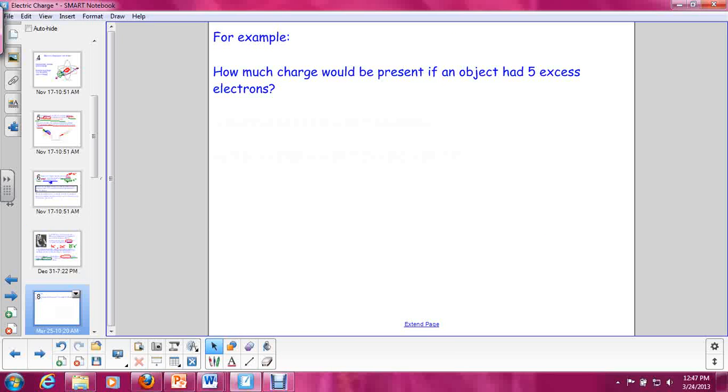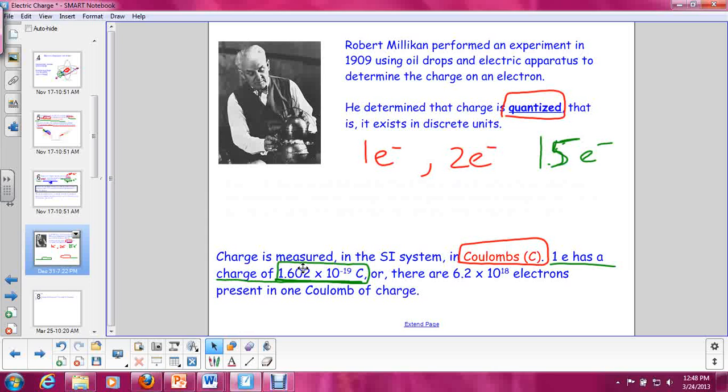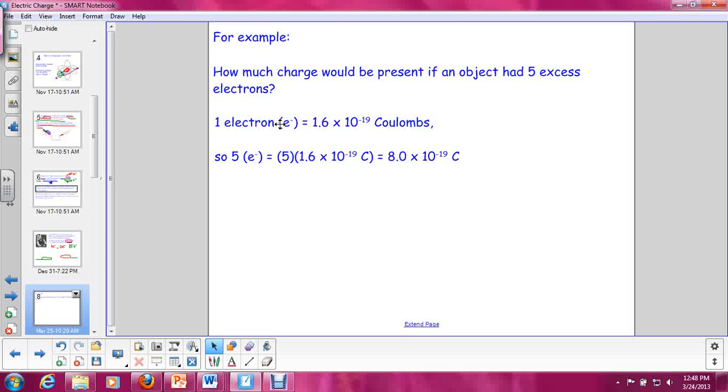So let's do a little calculation. How much charge would be present if an object had 5 excess electrons? Well, we know from the previous slide that a single electron has a charge of 1.602 times 10 to the minus 19 coulombs. And we have 5 of those, so we need 5 times the charge on 1. So the total amount of excess charge, if an object had 5 electrons on it, would be 8 times 10 to the minus 19 coulombs, or 5 times 1 electron's worth of charge.